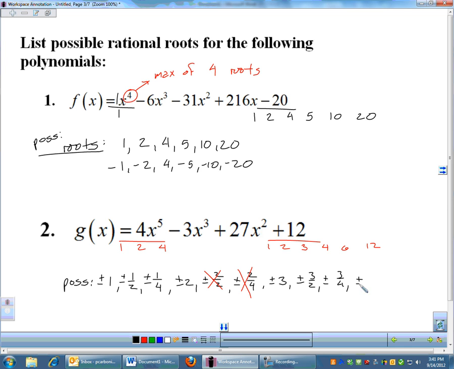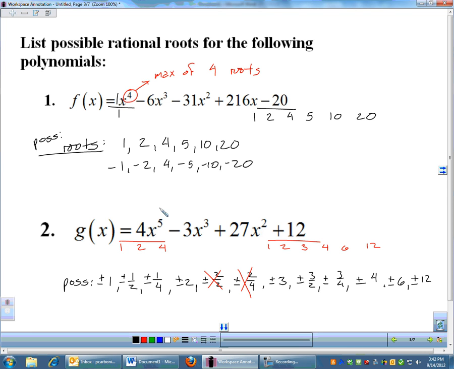4 over 1, plus or minus 4 divided by 1. Plus or minus 4 divided by 2. But 4 divided by 2 is 2, and I already have that listed. And plus or minus 4 over 4, which is 1, I already have that listed. So let's go on to 6. So plus or minus 6. Plus or minus 6 over 2, which is 3, and I already have 3. Plus or minus 6 over 4, which reduces to 3 over 2, and I already have 3 over 2. So then I'm down to plus or minus 12 over 1, which I don't have yet. 12 over 2 is 6, and I have that. And 12 over 4 is 3, and I have 3 listed already. So these are all of our possibilities.